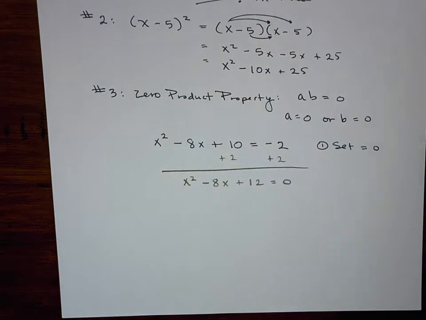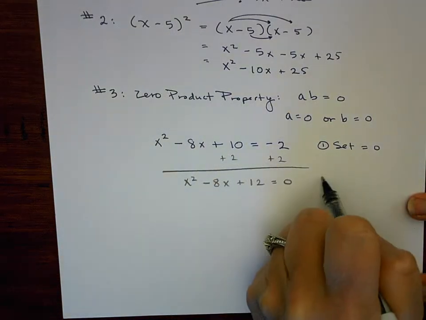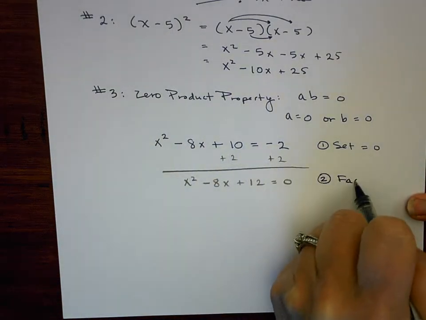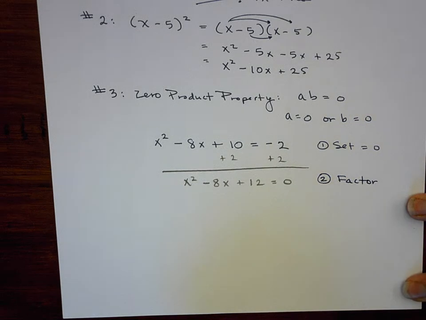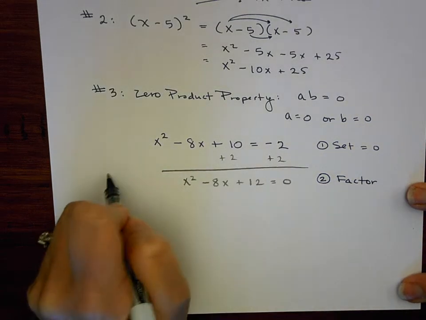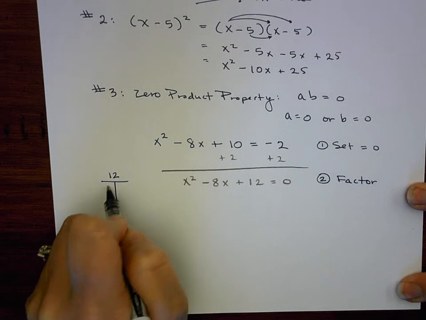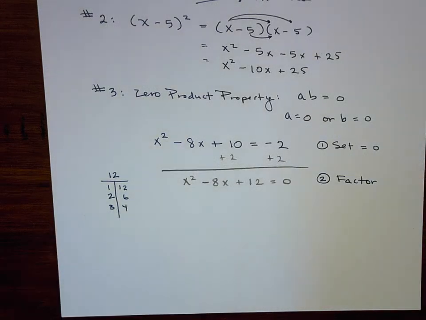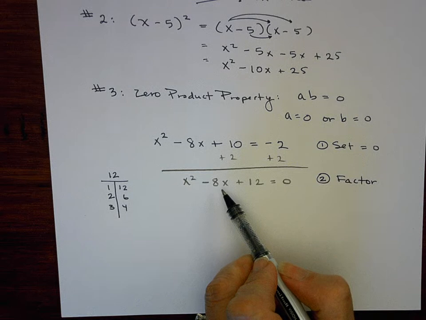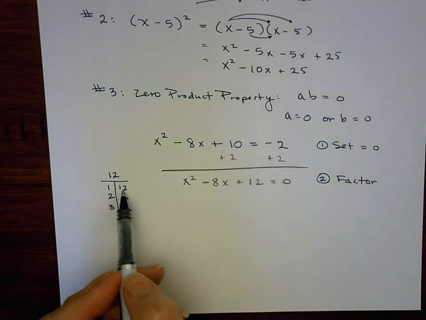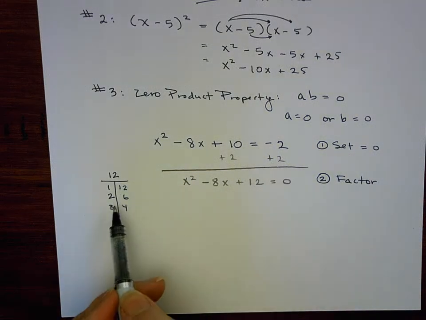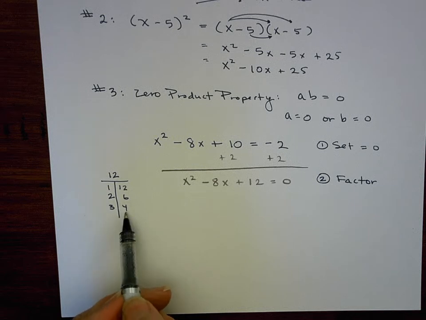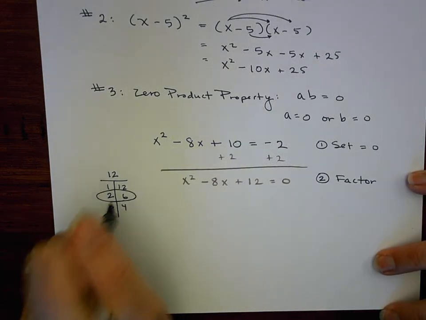And then after we set it equal to 0, because it's a quadratic, we're going to try to factor it. And then if it doesn't factor, we would use the quadratic formula. So for 12, the factors of 12 are 1 and 12, 2 and 6, and 3 and 4. And we would look to see which one of those sets of numbers would help us also get to this -8. If I look here, 12 and 1 don't add or subtract to 8. 2 and 6 does, and 3 and 4 does not. So that means I'm going to use 2 and 6.